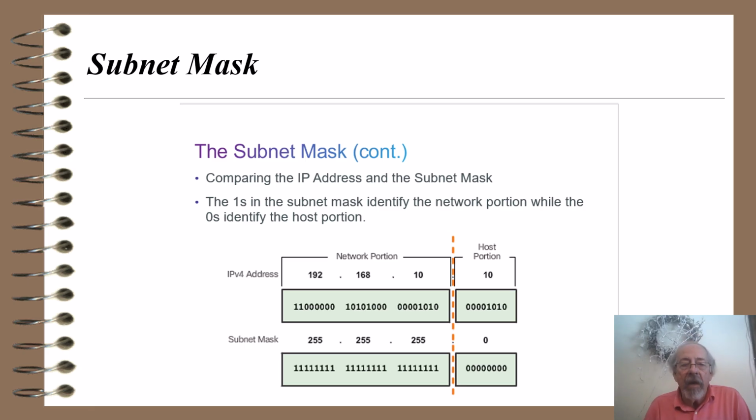Then comparing the IP address and the subnet mask, the ones in the subnet mask identify the network portion, while the zeros identify the host portion. So what we do is we AND together the IP address and the subnet mask, and that grabs for us the network portion, or the network IP address. And I think that's my last slide.